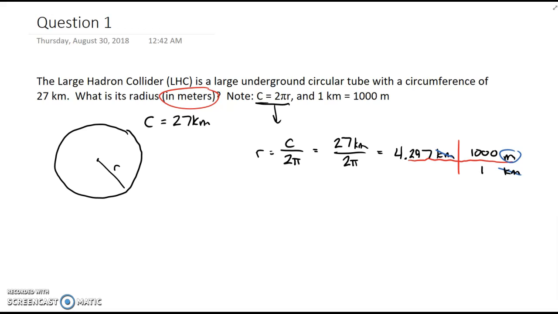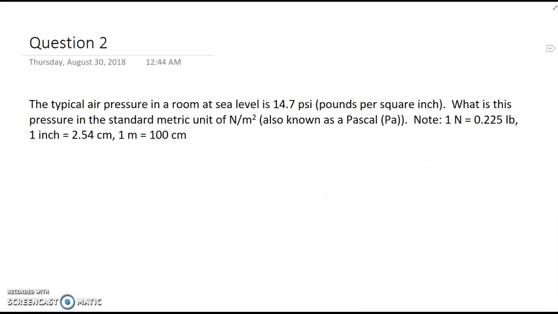And if I multiply by 1,000, I'm really just moving the decimal place 3 places. So I get 4,297 meters as my answer for this problem. Let's move on to the next one. This one's a little bit more challenging.